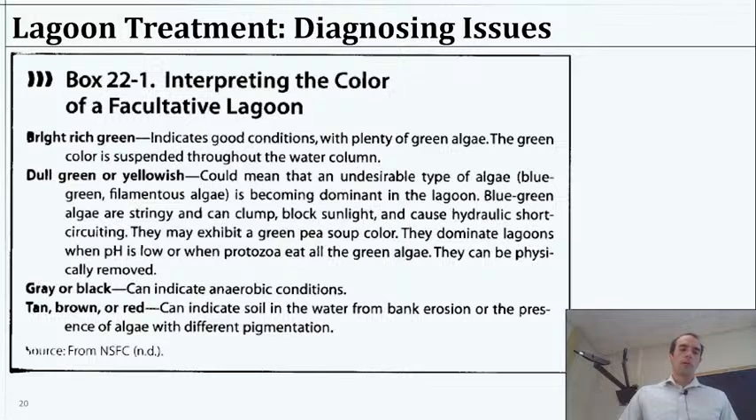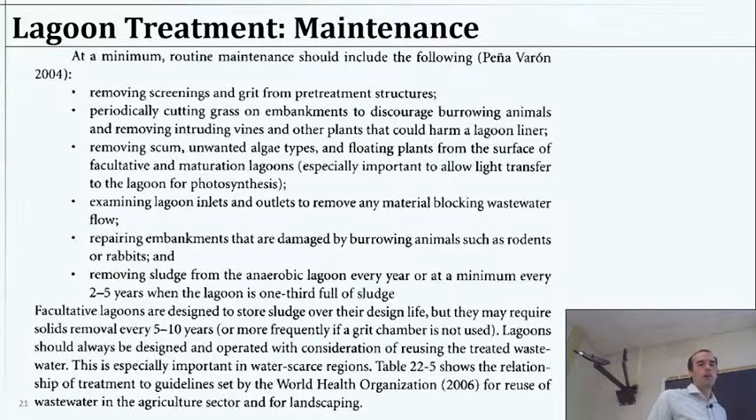Okay, gray or black means you kind of went anaerobic. You'd probably smell it too. Yeah, so that would not be so good. If it's tan, brown, or red, maybe you're getting some soil in there, bank erosion, if you didn't line it, or maybe there's a tear, something like that. Possibly some other weird algae with some different pigmentation. But a lot of times you can learn a fair bit from just looking at the color.